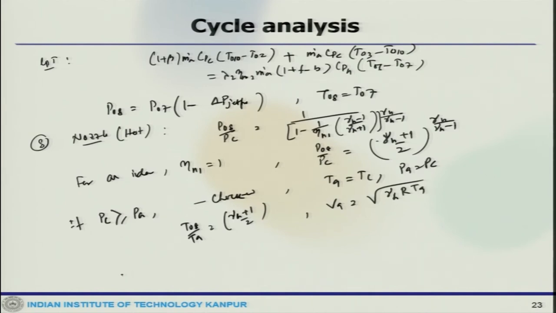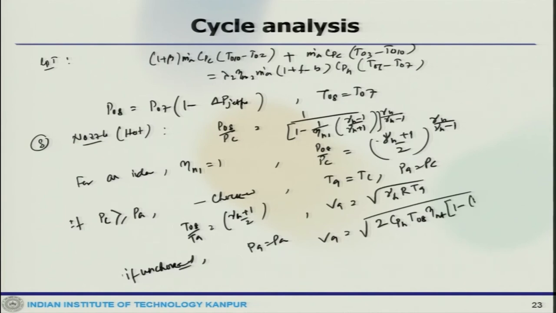Or if it is unchoked, then P9 equals PA, and V9 is the square root of 2 CPH T08 eta N into (1 minus (PA by P08) raised to (gamma H minus 1) by gamma H).